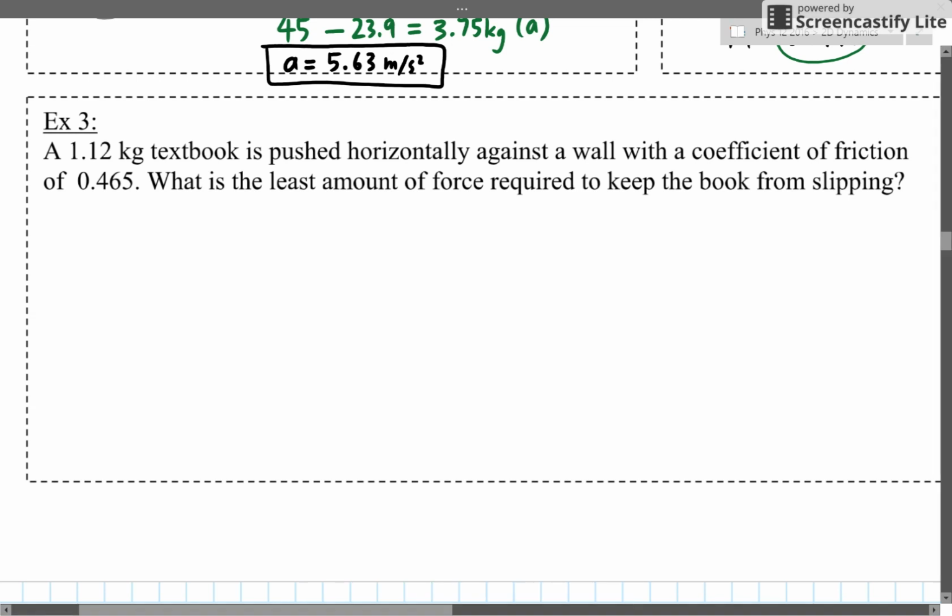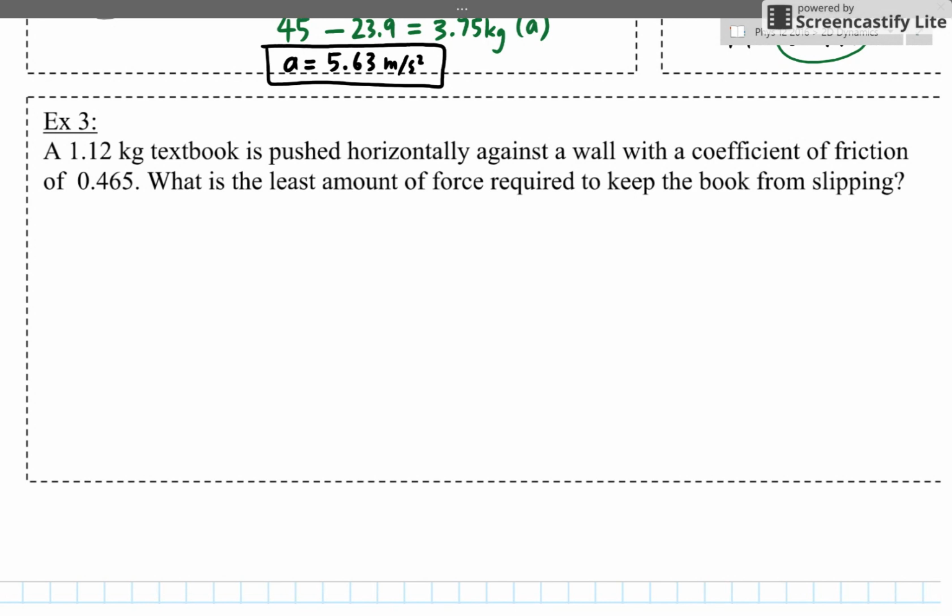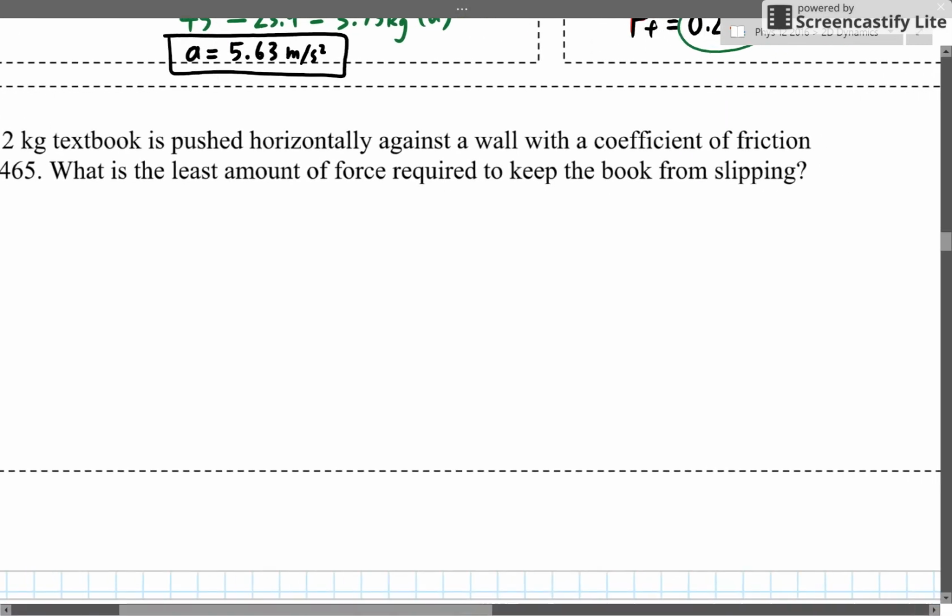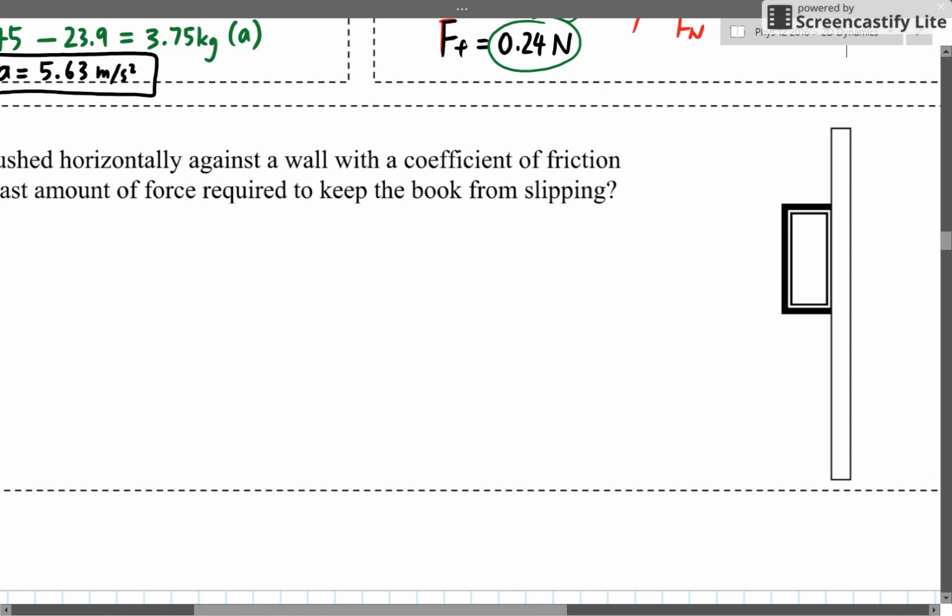Okay, so this is the last part of our friction review for Physics 12. So this is a question that I think we have mentioned a little bit last day too. It's a question where I'm trying to push a book on a wall and get the book to stay there, but I'm only pushing from the horizontal direction.